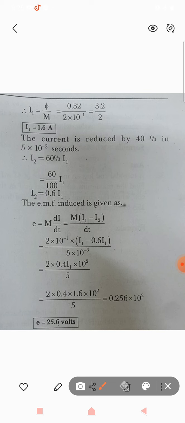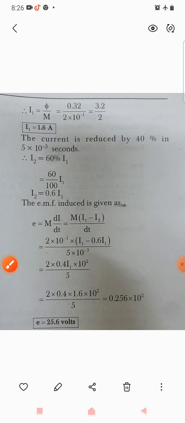Now the question says the current is reduced by 40% in a period of 5 millisecond. So 5 millisecond can be converted as 5 into 10 raised to minus 3. Now the value of I2, the current in the secondary, reduces by 40%. Reduces by 40% means the remaining is 60%. So I2 is equal to 60% of I1. So 60% means 60 upon 100.